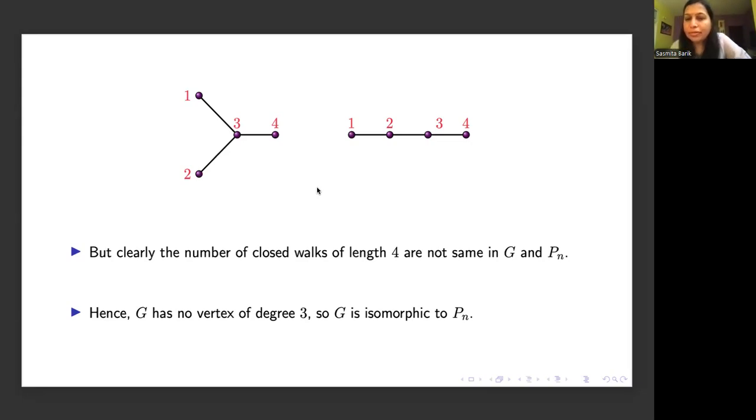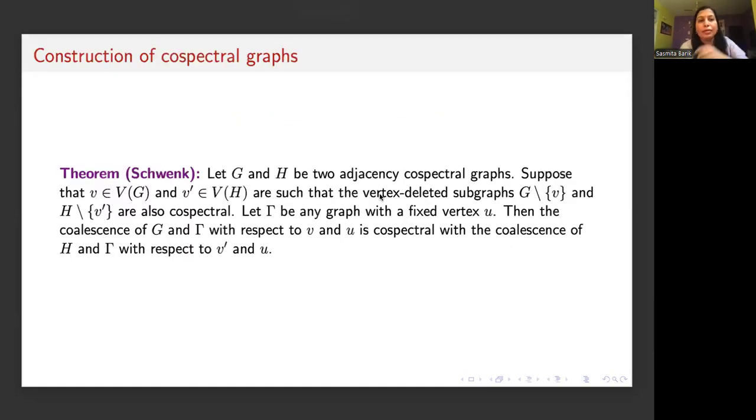But if the graph is not determined by the spectrum, as I told, there are other graphs which are co-spectral. So we look for co-spectral pairs. Then the problem is that you have to construct pairs of co-spectral graphs.